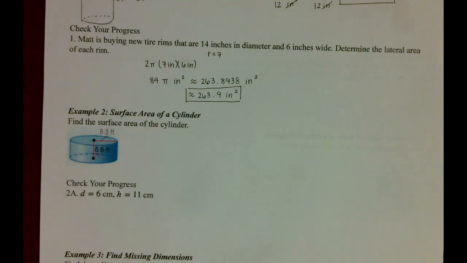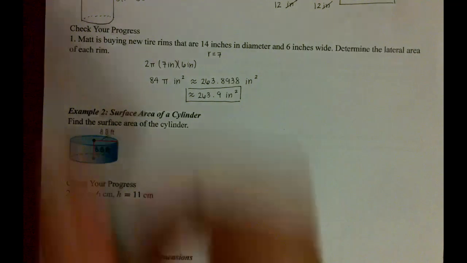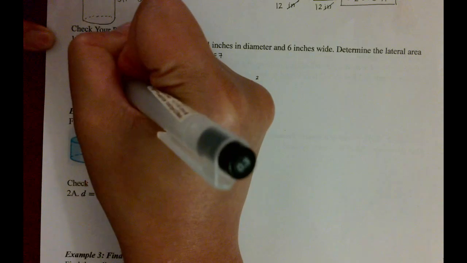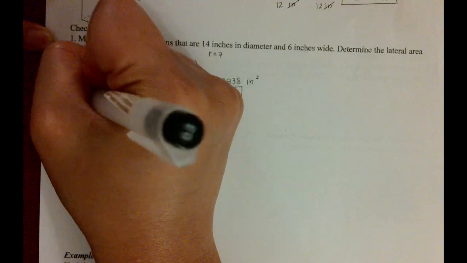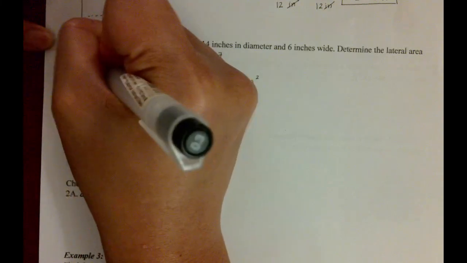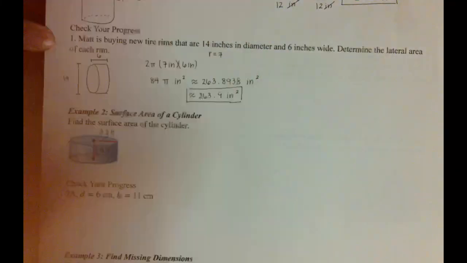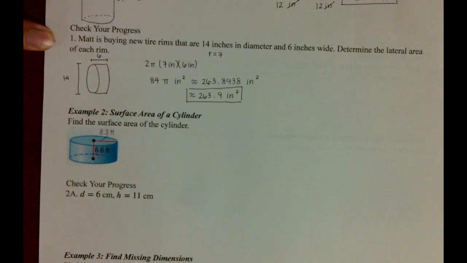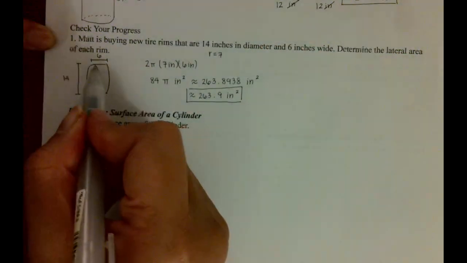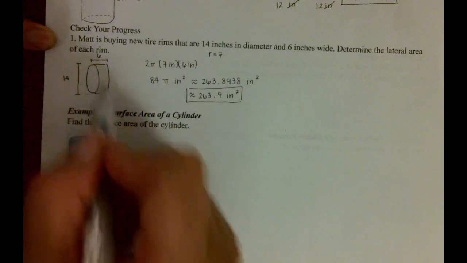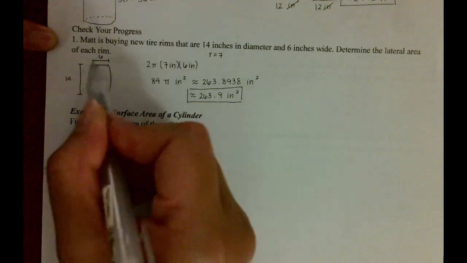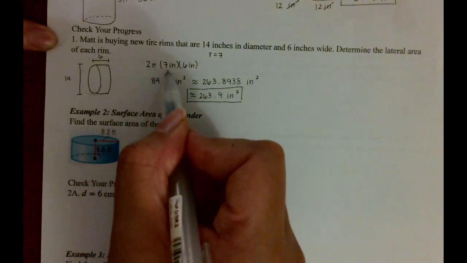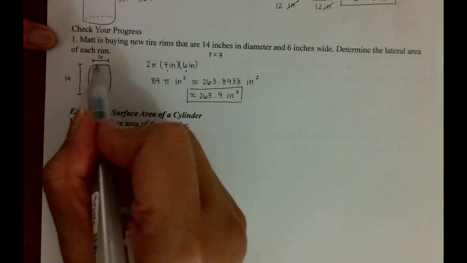Okay, so Matt is buying new tire rims that are 14 inches in diameter and 6 inches wide. So essentially, if you think about your tire, it's kind of like this. Right, this part is 14, and then this part here is the 6. Okay. So if the diameter is 14, that means the radius is 7, okay? And so we want the wraparound here, right? So then that's the circumference times how long this is. So circumference is 2 pi r, so 2 pi 7 inches times 6 inches for this part.